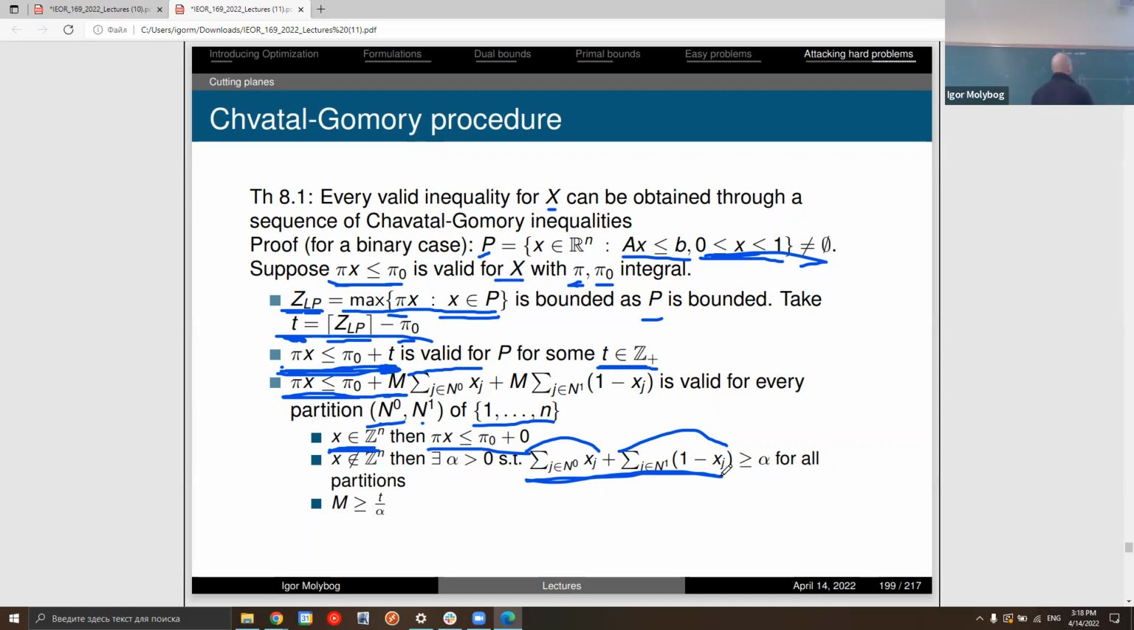can be taken as alpha, just because it doesn't really matter in which partition, N0 or N1, it's going to be. In this summation, there always will be either alpha or 1 minus alpha. And since alpha is smaller than 1 minus alpha, the left-hand side is always going to be greater than or equal to alpha itself. And so we can take alpha as the smallest value over here.